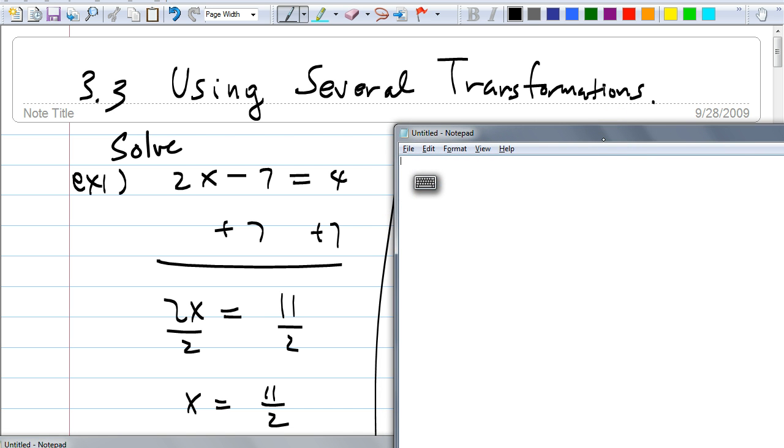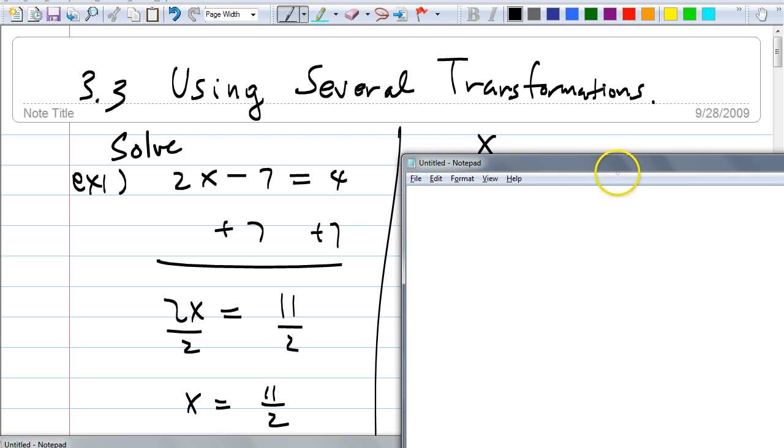Is it okay if we put x equals 5.5? Yeah, that's fine, but I like fractions. If you're going to get 5.5, you know it's going to be 11/2 anyway, so leave it. It's easier. So let me show you why we want to get rid of the 7 first, not the 2. You don't have to write this down. I just want to show you.